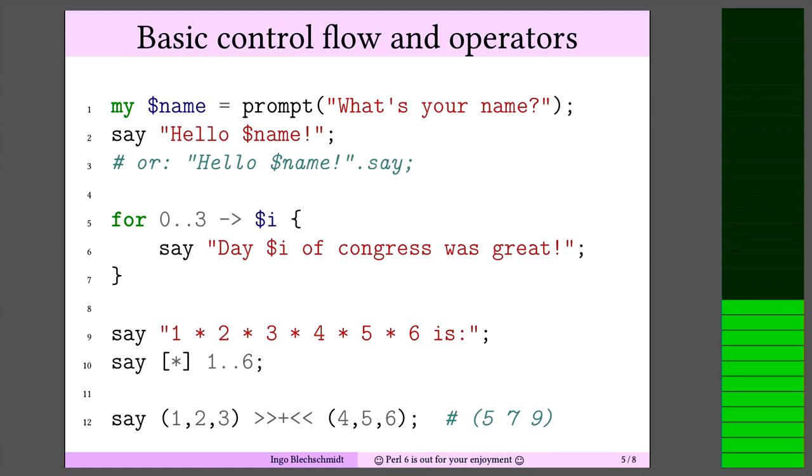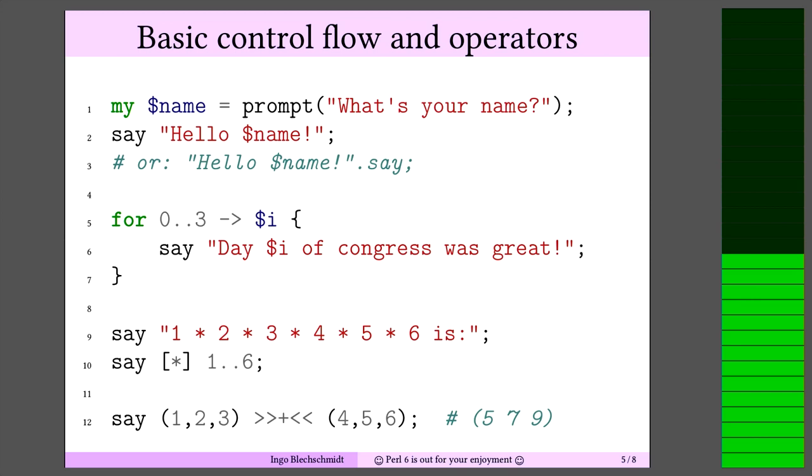So you still have the sigils, but they are invariant now. In line two, you see basic input-output. And also from line three, you can infer that everything is an object in Perl 6, just like in Python or Ruby. And you can use either object-oriented notation for calling a method or a procedural one.